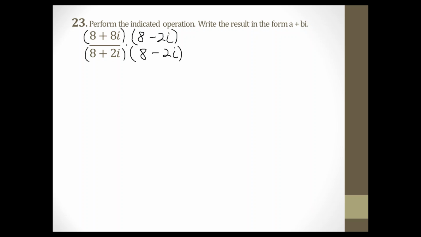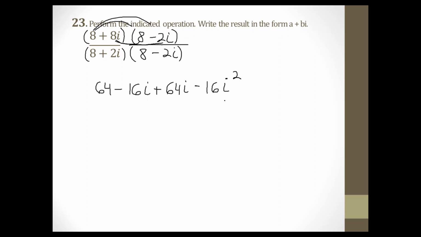So this now is a foiling problem. We have to do a lot of foiling here, starting with 8 times 8, which gives me 64. Then 8 times negative 2i, which gives me negative 16i. And then 8i times 8, which is a positive 64i. And 8i times negative 2i, that would be a negative 16i squared.